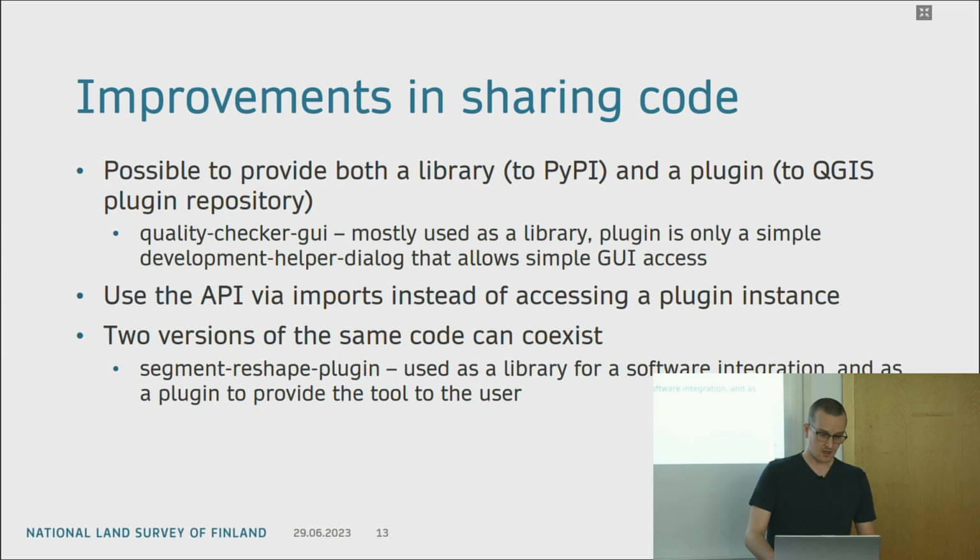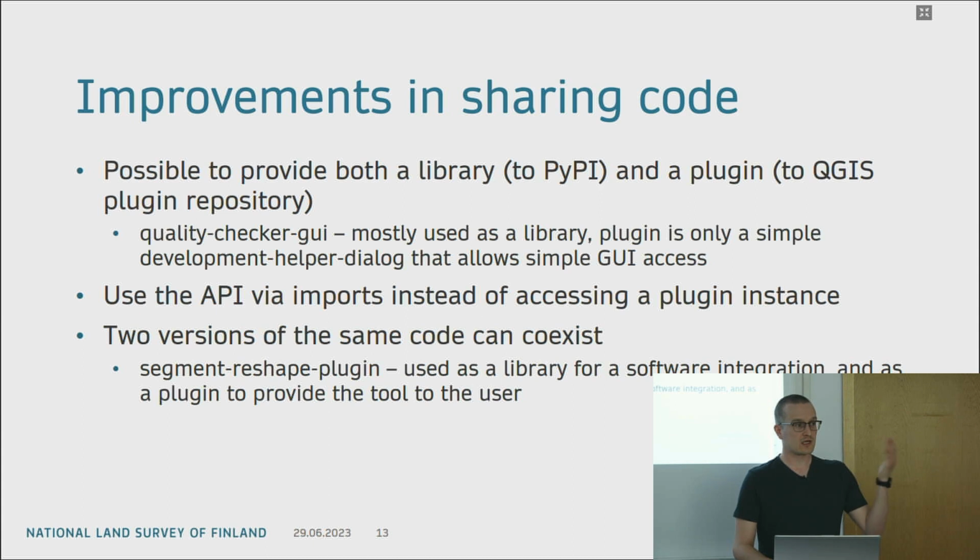So, for our improvements also in sharing our code, with this style of using dependency libraries, we can also often share both the library as a normal Python package, and we can share the plugin as like a reference implementation for the library. For example, our quality checker, it's mostly used as a library. It's basically a GUI component that displays a JSON geometry metadata in a drop widget.